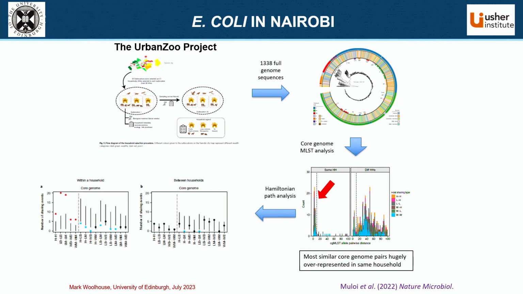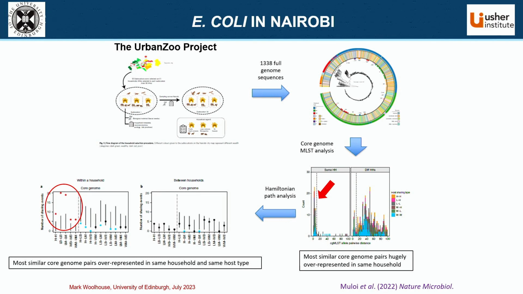At the next plot, we're looking to see exactly which E. coli are more similar to each other, and there you need to look at the red dots. Those red dots are confirming, first of all, that you find the most similar E. coli in samples from the same household, but particularly from the same host type. So whether these are human-derived isolates, or livestock-derived, or wildlife-derived, that matters. So the more similar E. coli are overrepresented not only in the same household, but also in the same host type.